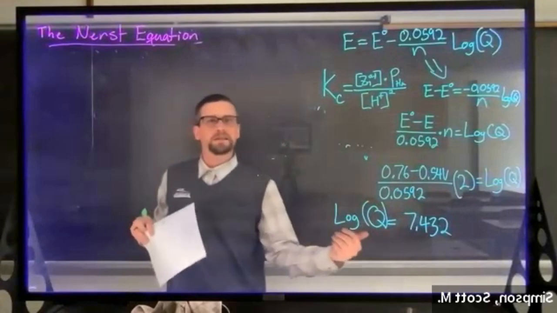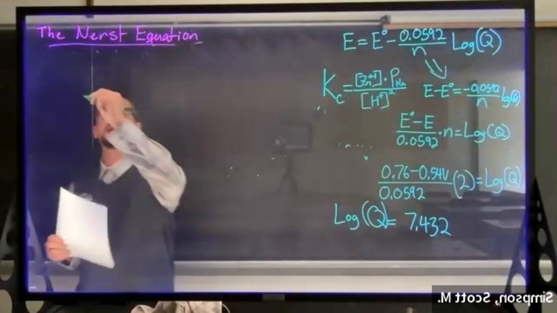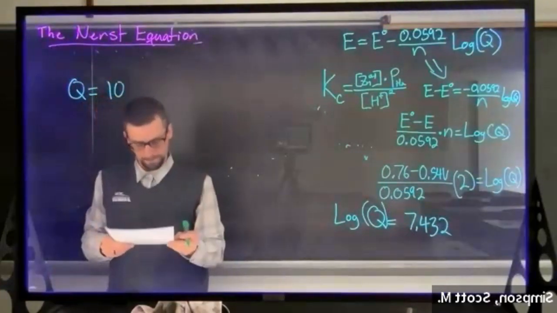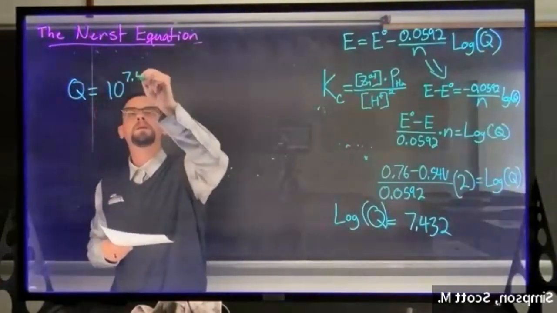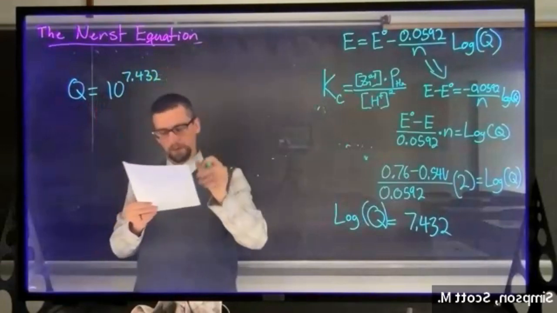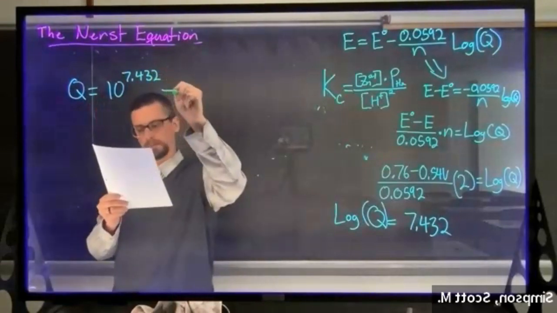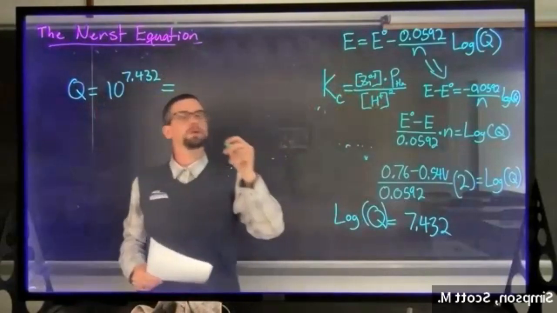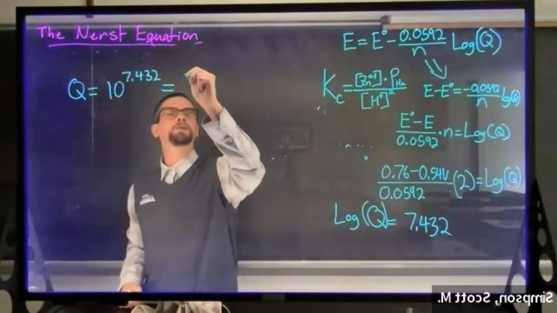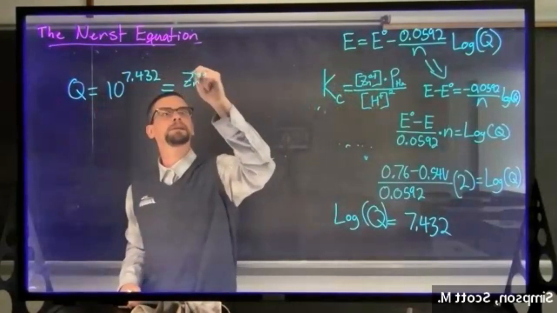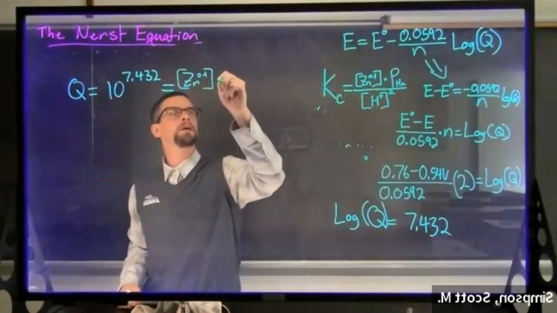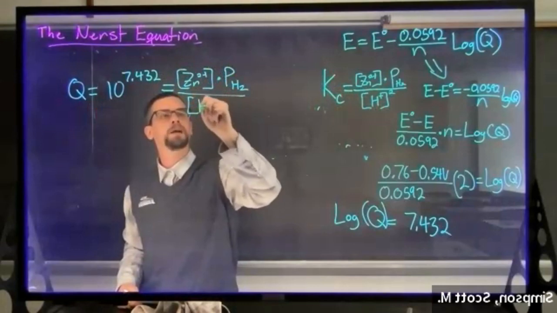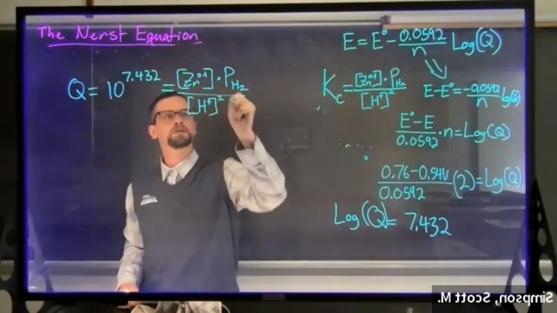So now we're at this guy. To do the anti-log, we just have to raise it to the power of 10. So we get Q is equal to 10 to 7.432. And when we manipulate that through, remember, we can use our equilibrium constant, but with initial conditions. This should be equal to zinc 2+ concentration initial, the partial pressure of H2 over the concentration of H plus squared.